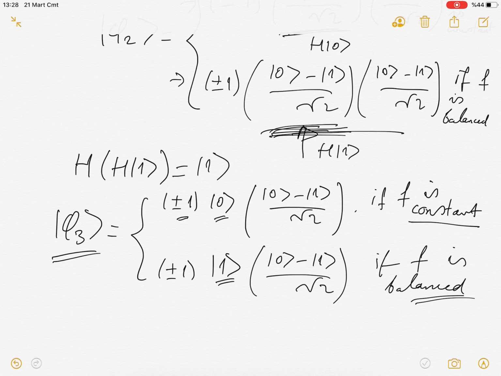So we in fact did this with just one evaluation, and this is why in this problem the quantum algorithm outperforms the classical algorithm. While the classical algorithm requires 2 queries, the quantum algorithm requires only 1 query. So with only 1 query, we know for certain whether any given binary function f is constant or balanced.